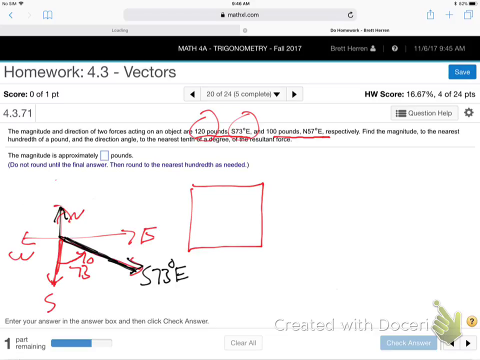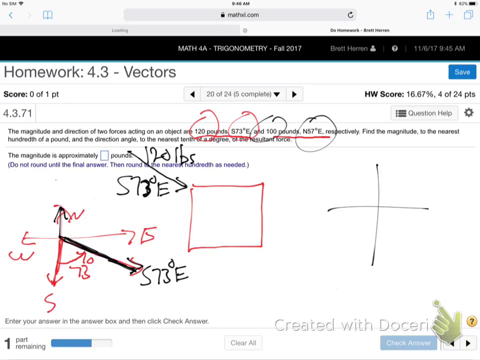Everybody good with that? You comfortable with that kind of thing? So they're saying, hey, we got this box and something's pushing on it with 120 pounds at south 73 degrees east. So maybe some kind of crane or a person is pushing down and right on that box at an angle of south 73 degrees east, 120 pounds of force. And then somebody else is pushing on that box with 100 pounds of force at north 57 degrees east.